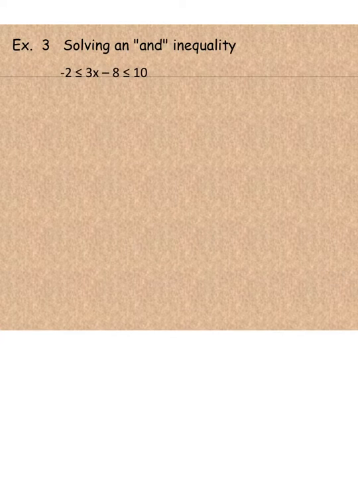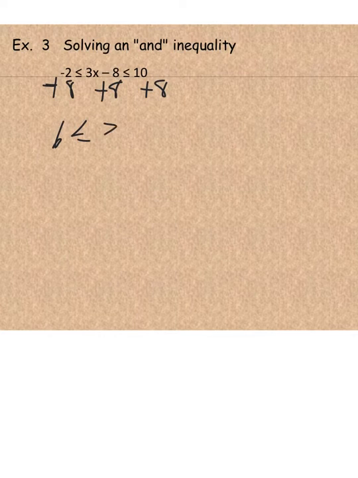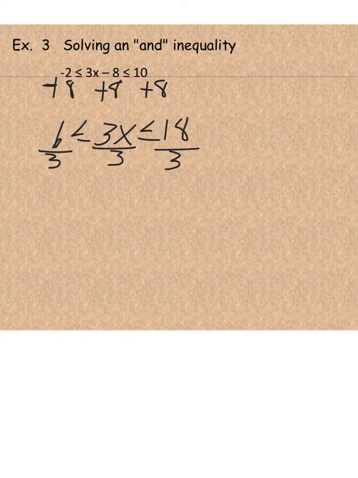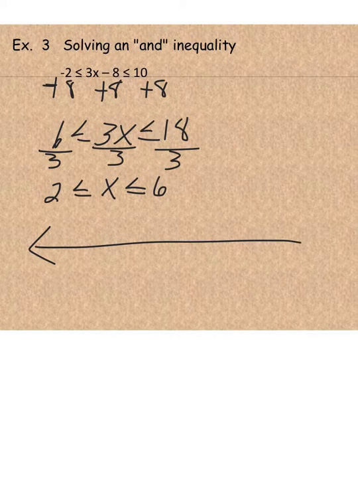Example 3 is solving an AND inequality. In an AND inequality, you can see we have one statement here that negative 2 is less than or equal to 3x minus 8, which is less than or equal to 10. We'll start by adding 8 on the left side here and the right side. This is going to give me 6 is less than or equal to 3x, which is less than or equal to 18. We're going to divide by 3. And that's going to tell me that 2 is less than or equal to x, which is less than or equal to 6.